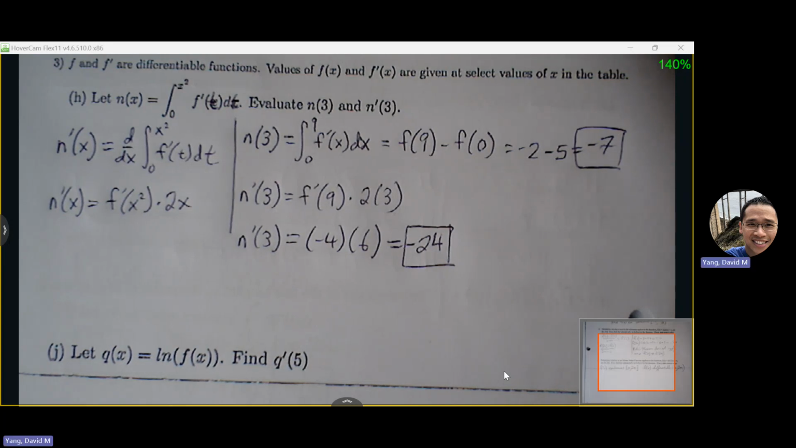Okay. Any questions with part H? All right, part J, go through the appropriate chain rule, find the derivative, and then evaluate the derivative at 5.